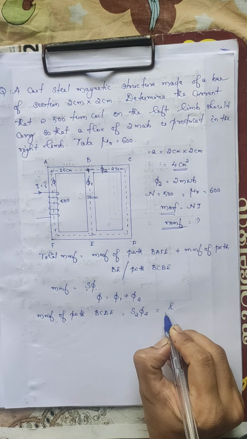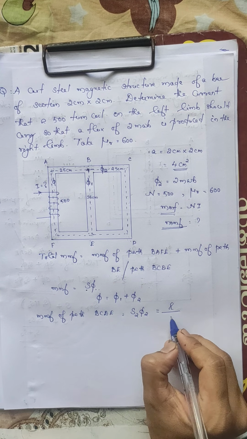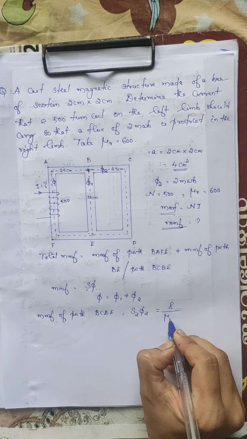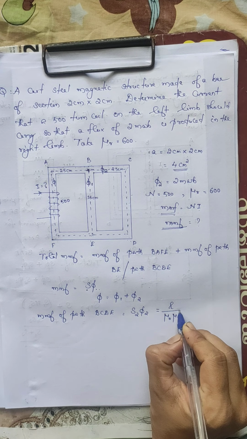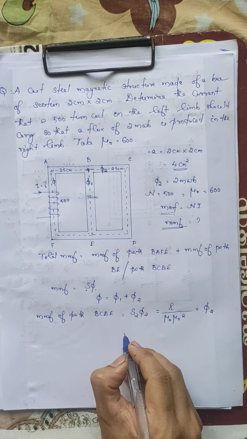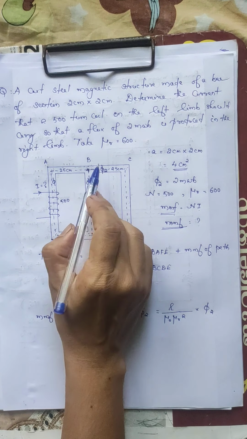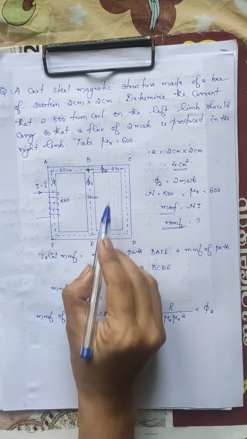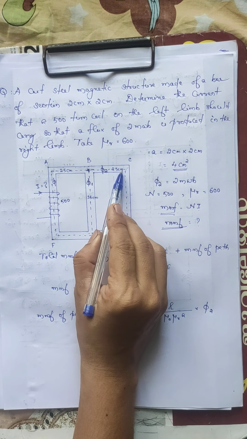Reluctance of the path will be length of path BCDE divided by mu 0 into mu r into area of cross section of the path into phi 2. Okay. Now what is the length of path BCDE? It is directly given as 25 centimeter.